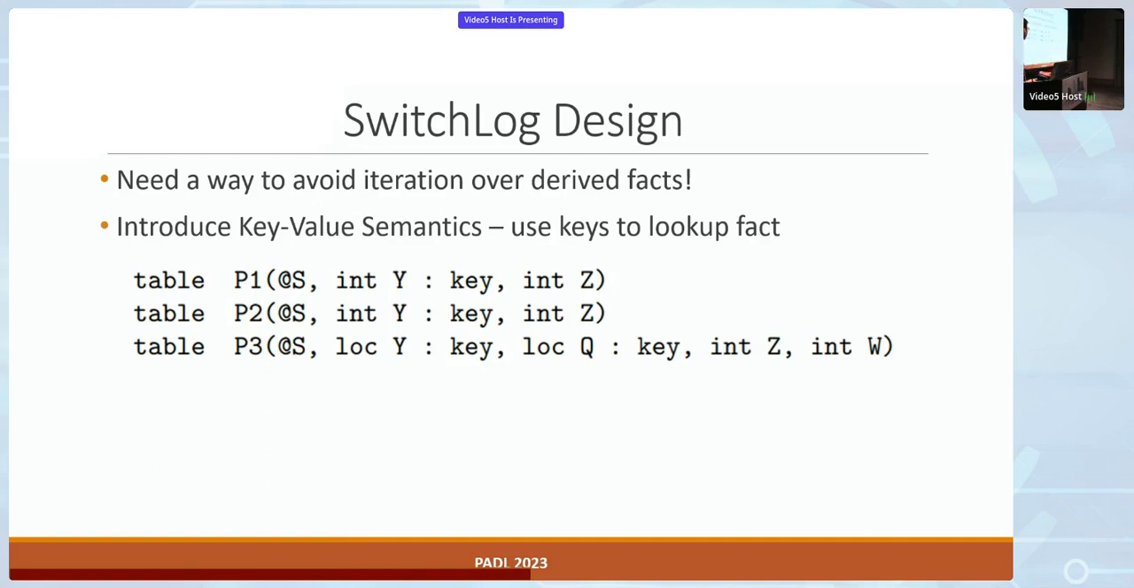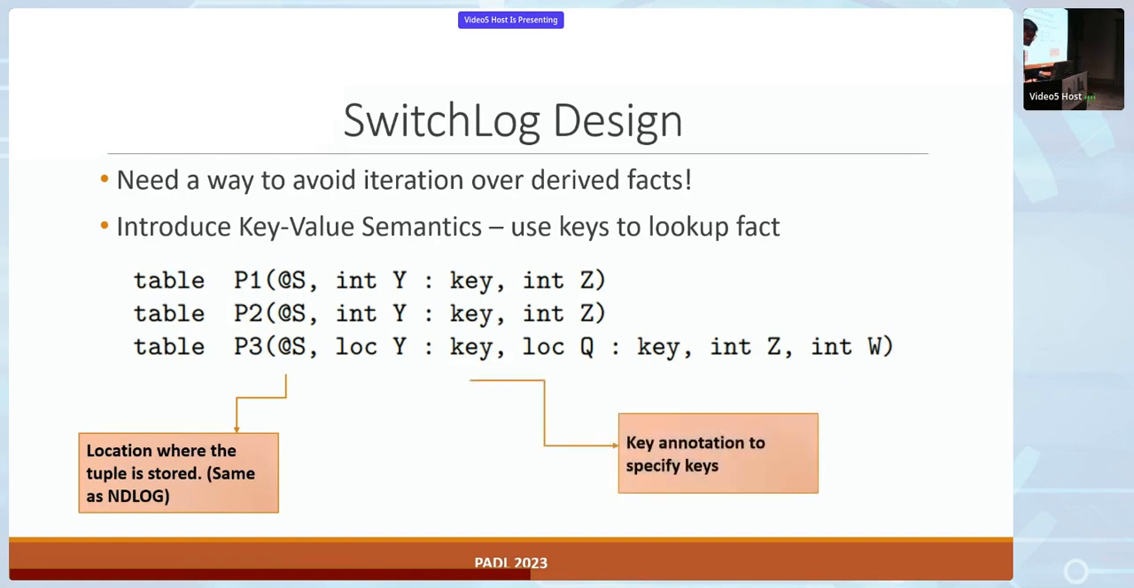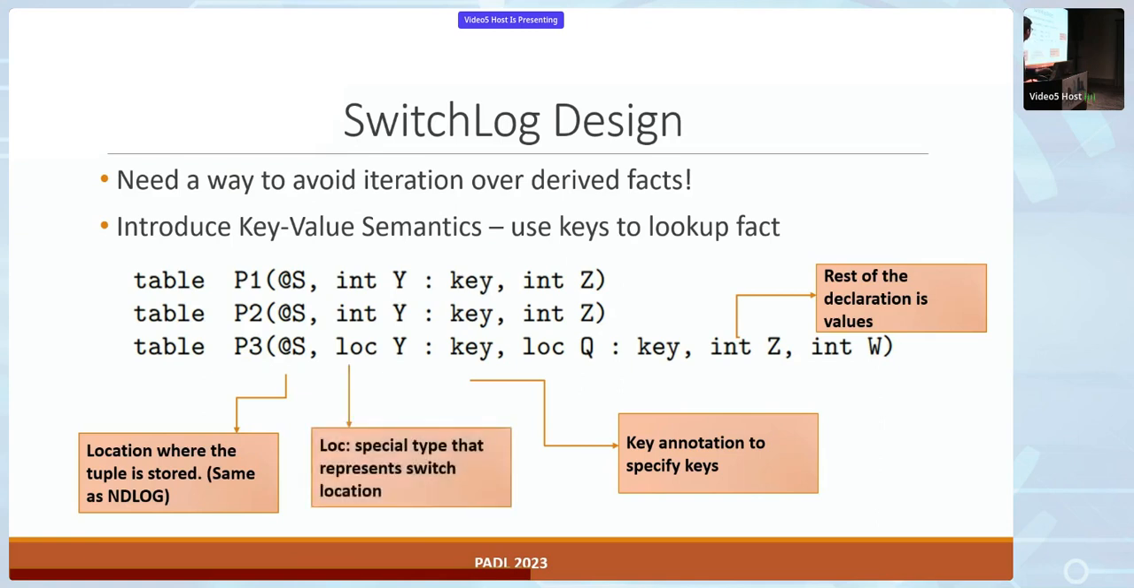So this is what your SwitchLog table declaration looks like. The first term, like before, is the location where the tuple is stored. So it's a location specifier, similar to NDlog. The next few terms are annotated with the keyword key, which specifies that these are keys, and the rest of the declaration is just values, which can be looked up given these keys. And we also have type declarations with each term, and you might see that there's an interesting type loc there, which is a special type that represents switch locations.